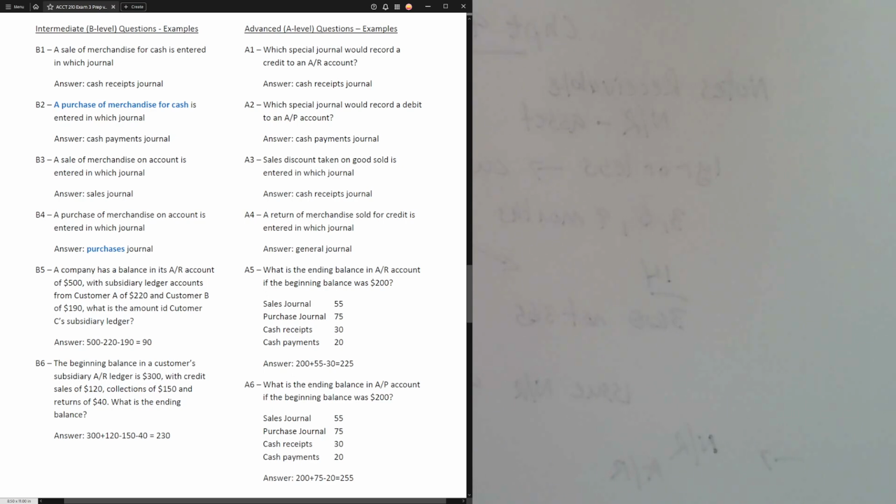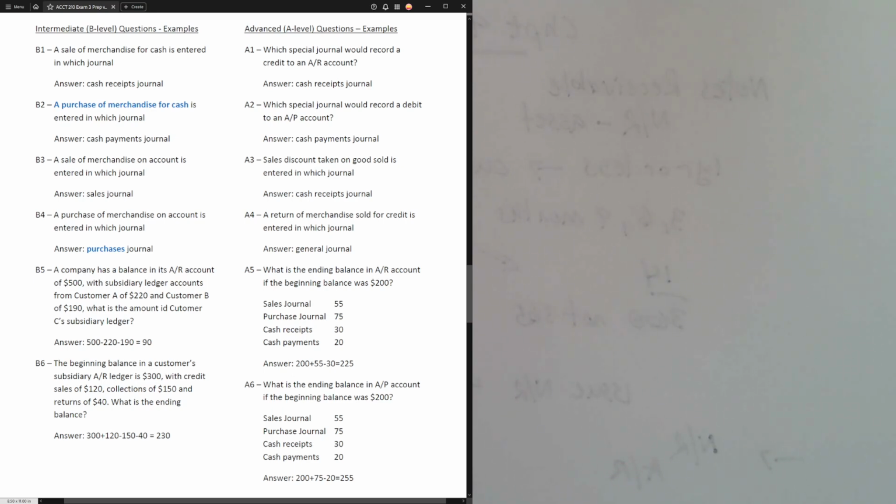Okay, well, if 500 is the total amount, we've already got 220 and 190 for customer A and B. Well, we're assuming that there's no customer D or anything else. So we just say, okay, 500 minus 220 minus 190 should be what's left over in the customer C account, because the three customer accounts have to add up to the main account.